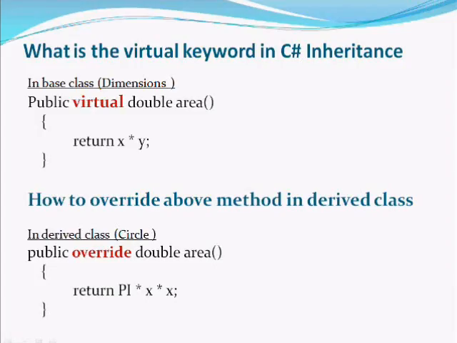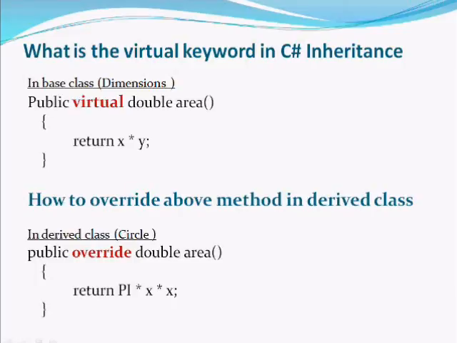What is the virtual keyword in C# inheritance? The virtual keyword is used to modify a method, property, indexer or event declaration and allow it to be overridden in a derived class. For example, this method can be overridden by any class that inherits. Another important thing is that by default methods are non-virtual. You cannot override a non-virtual method. Also, you cannot use the virtual modifier with the static, abstract, private or override modifiers.